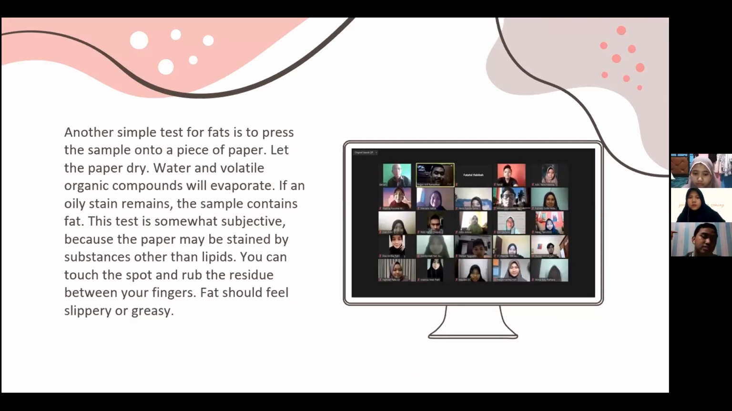Another simple test for fats is to press the sample onto a piece of paper. Let the paper dry. Water and volatile organic compounds will evaporate. If an oily stain remains, the sample contains fat. This test is somewhat subjective because the paper may be stained by substances other than lipids. You can touch the spot and rub the residue between your fingers. Fat should feel slippery or greasy.